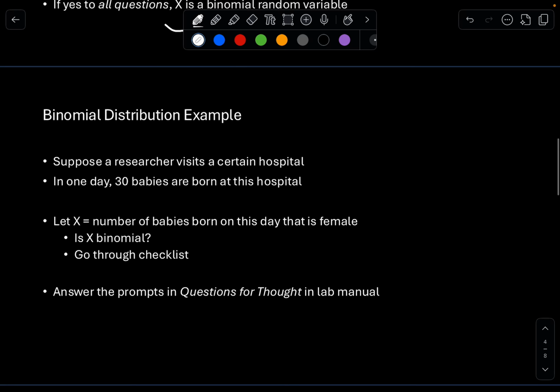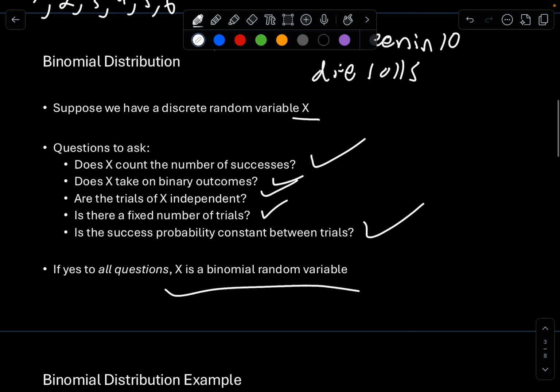So an example: a researcher visits a certain hospital. In one day, 30 babies are born at this hospital. X is the number of babies born on this day that are female. Okay, is X counting successes? Yes. A success would be a baby is female, and a failure would be the baby is male. Are outcomes binary? Yes, female or not female, right? Female is a success, not female is a failure. So it's either yes or no. So the first two are met.